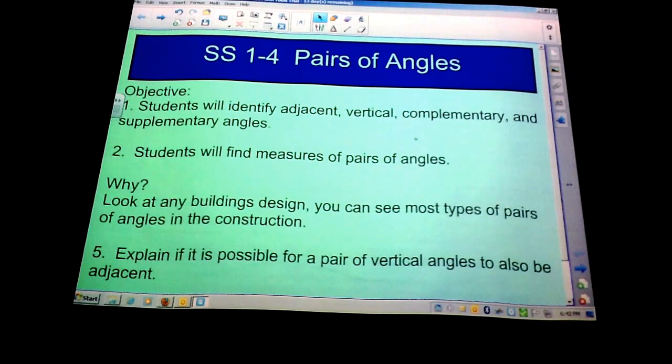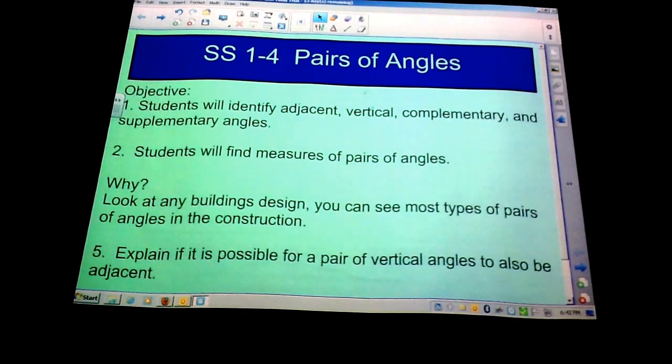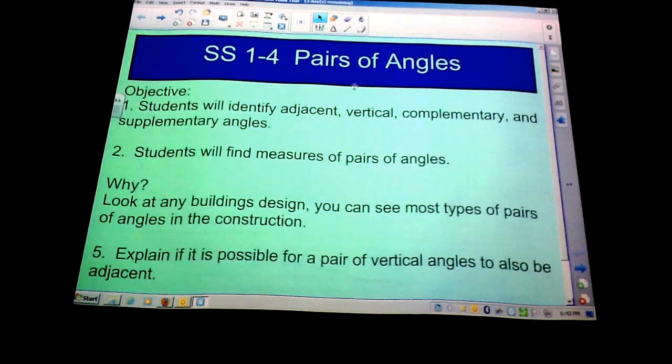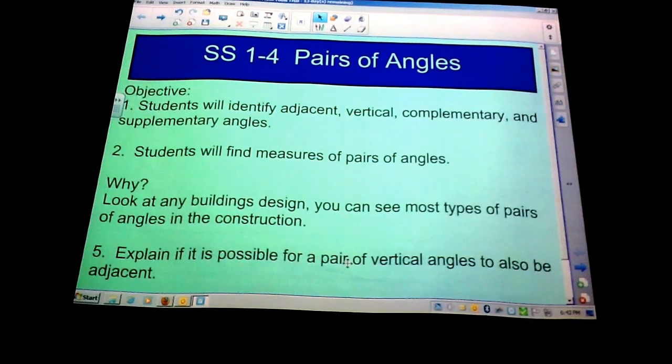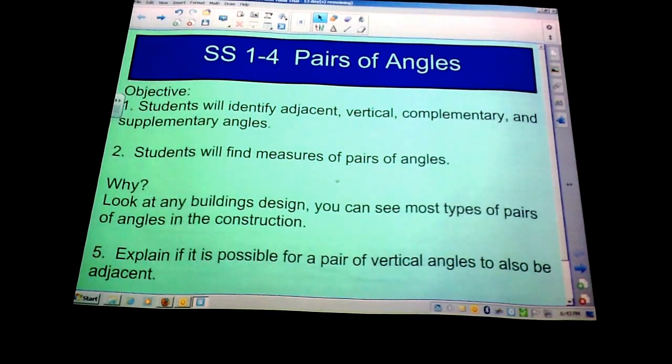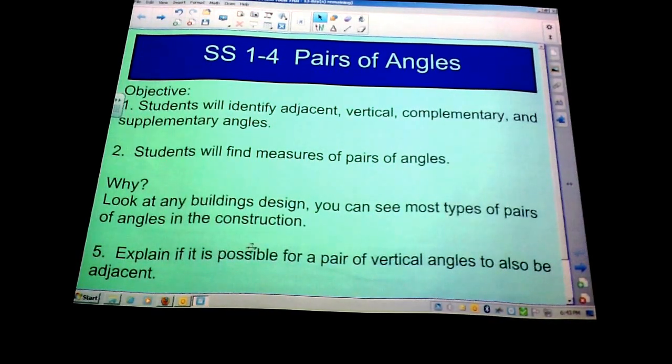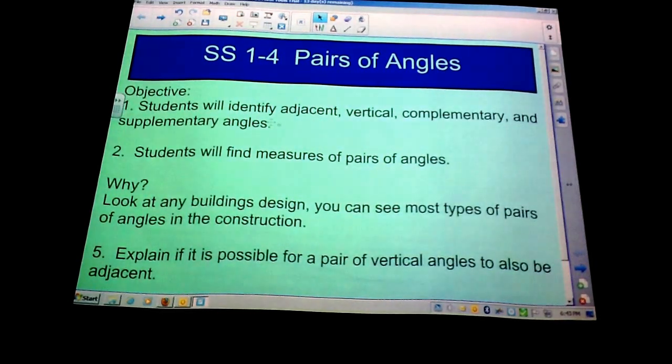So go ahead and get your notepad out at this time, hopefully on the iPads. You can go ahead and type in section 1-4, pairs of angles, and either type the number 5 out or open a different notepad and answer number 5. If you need to pause the video, feel free so you can get that written down or typed down.